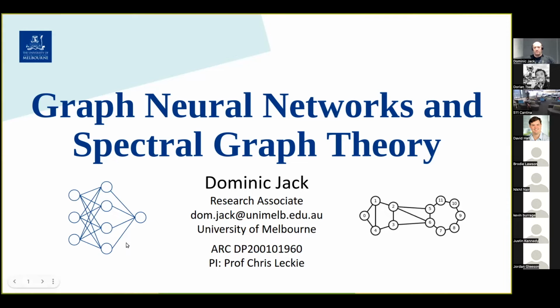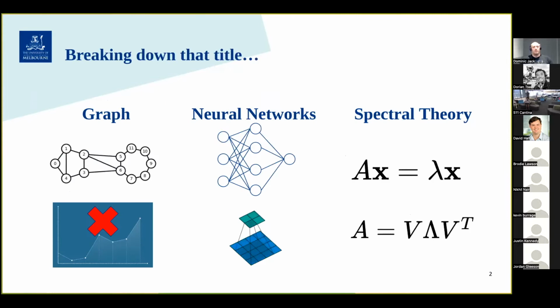Thank you very much, Dorian. Graph and spectral graph theory. Now that's a bit of a mouthful, so let's just break that title down step by step. By graphs, I'm talking about networks of graphs, interconnected nodes and edges, vertices and links. I'll use those terms interchangeably. I'm not talking about XY coordinates joined up by lines.